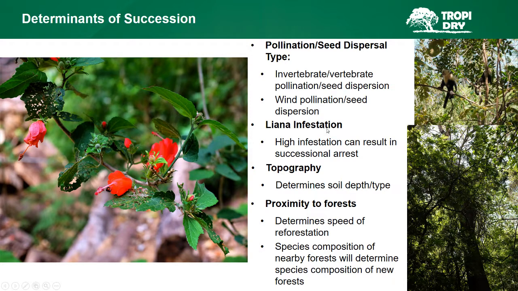Another determinant of succession that I touched upon already is liana infestation. High infestation can result in successional arrest, stopping forests at the intermediate stage. Topography can have a big impact because depending on where you are topographically, it determines how much runoff you might receive from rainstorms, how much erosion is occurring at that particular spot, what type of soils are being deposited into the basins that the forests might occupy.